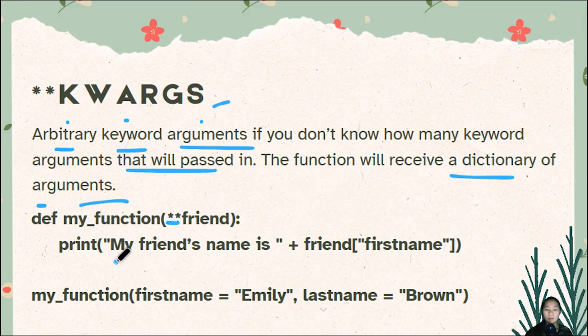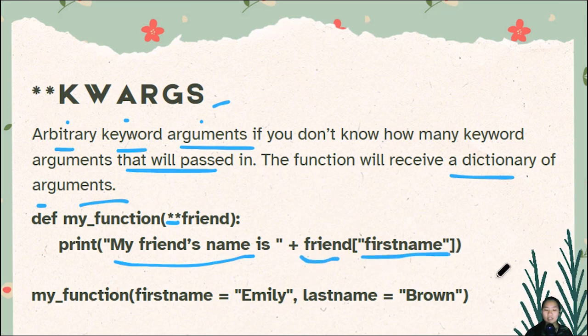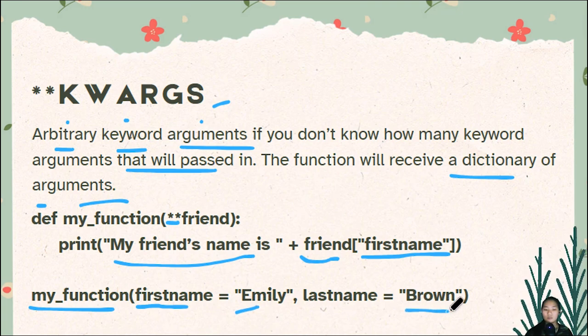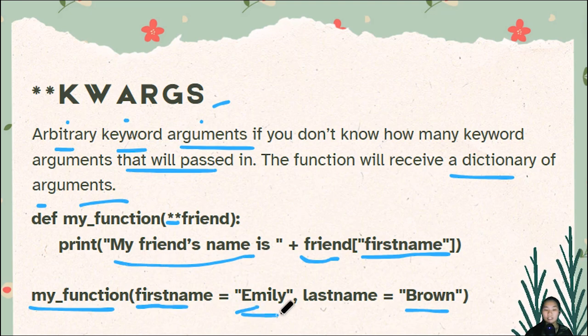Now I want to print my friend's name is, but I don't know her name yet. So I'm going to pass in friend and first name. Now, when I call my function, I will give it the following information: first name is Emily, last name is Brown. So in all, this will return my friend's name is Emily.